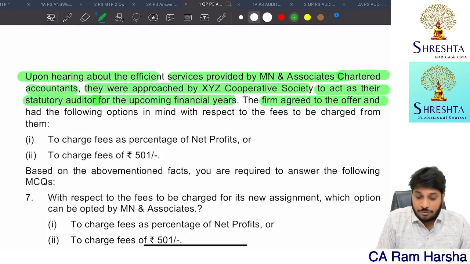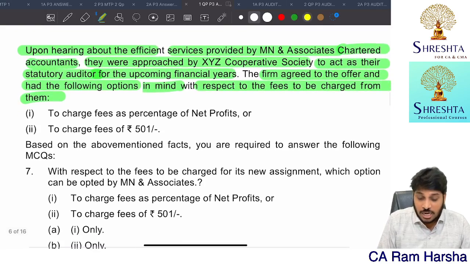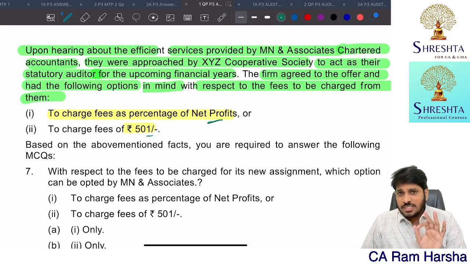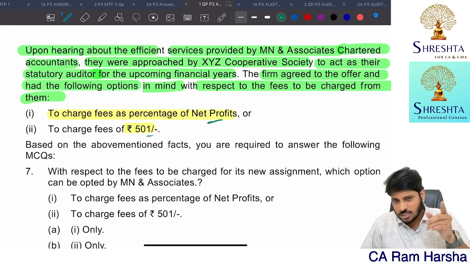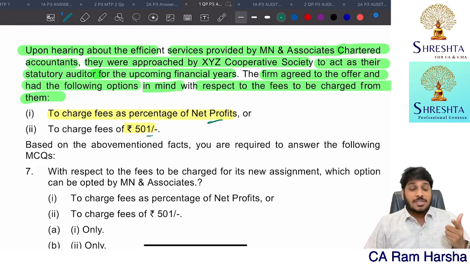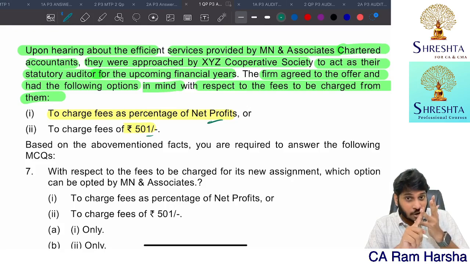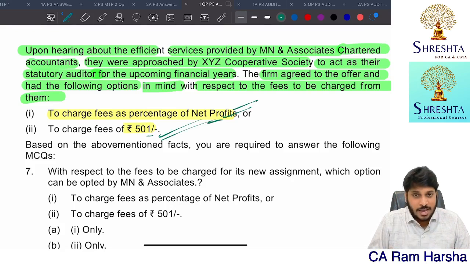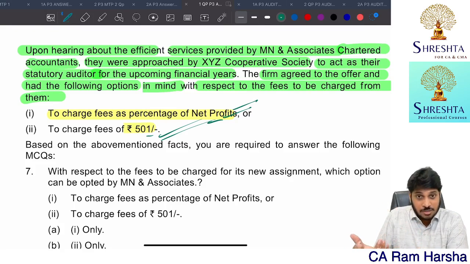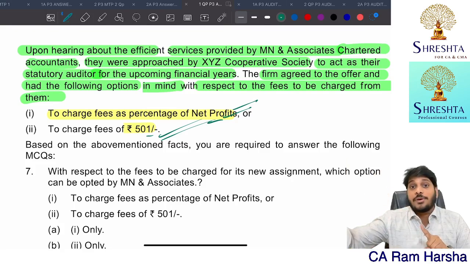The firm agreed to the offer and had the following options in mind with respect to fees from the society: to charge as a percentage of net profit, or 501 rupees. Either of these they can go for. Generally, we have a clause which says that a CA cannot accept fees as a percentage of revenue, I think clause number 10. But there are exceptions: a registered valuer for valuation services, a liquidator, and auditors of a cooperative society can accept fees as a percentage of profit. So any of these is permitted. Either they can charge some fixed amount or a percentage of profit. Both are permitted only when you are auditor of a cooperative society.